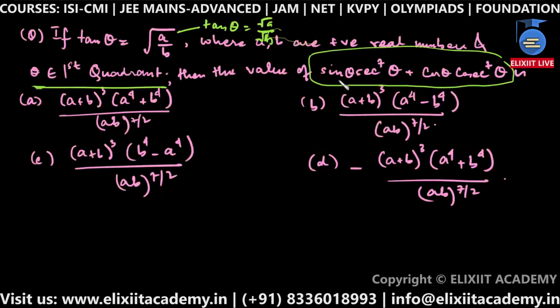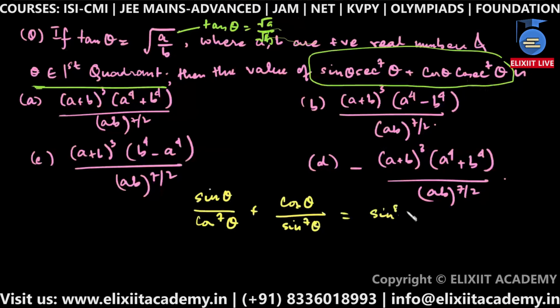Simplify this expression. You have sine theta into sec to the power 7 theta. We can write this as sine theta upon cos to the power 7 theta. Similarly, we have cos theta upon cosec to the power 7 theta, which we write as cos theta into sine to the power 7 theta. Now, if you further simplify this, we have sine to the power 8 theta plus cos to the power 8 theta upon cos to the power 7 theta into sine to the power 7 theta. This is what we have.